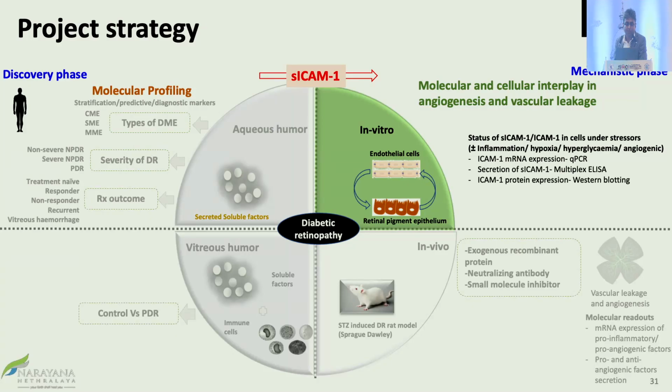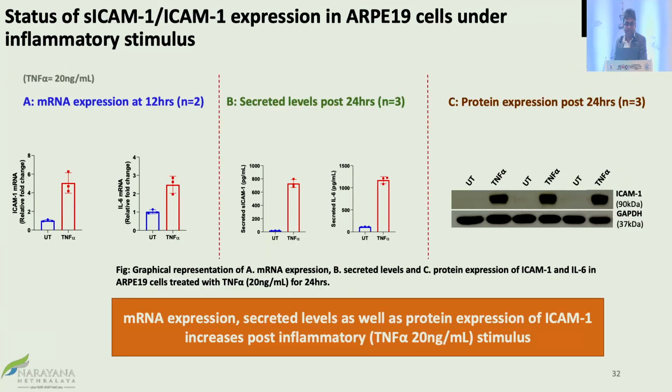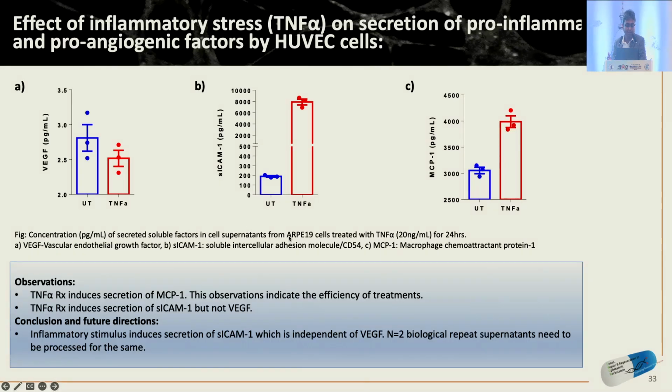Then coming to in vitro, we have these RPE cell lines. You can see the mRNA expression of ICAM and IL-6. When you have a TNF alpha inflammatory response, the ICAM goes high, even IL-6 goes high. So the mRNA expression and secretions, even later after 24 hours, remain high. Then again, this is the same kind of thing. It shows that inflammatory stimulus induces secretion of ICAM, which is independent of VEGF.